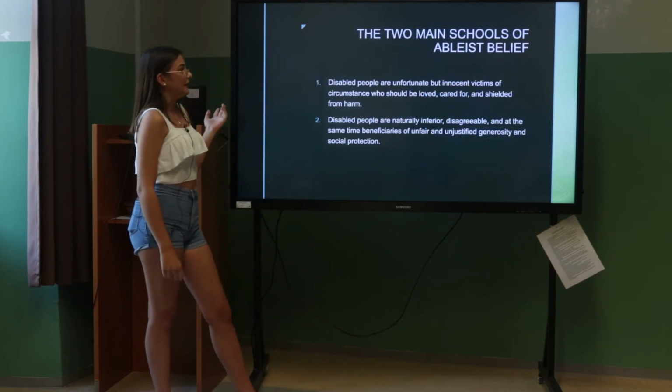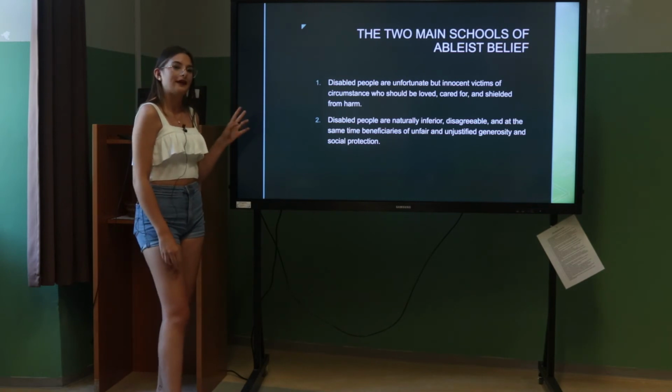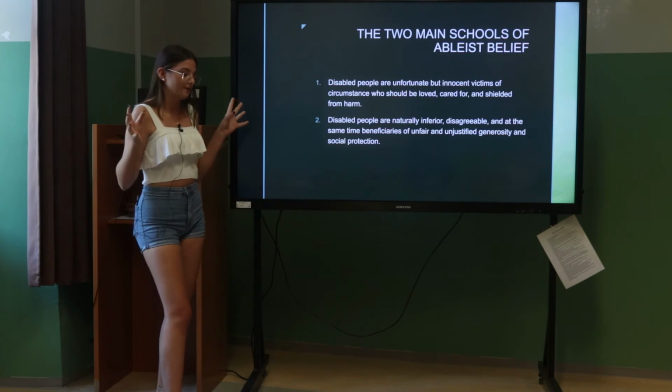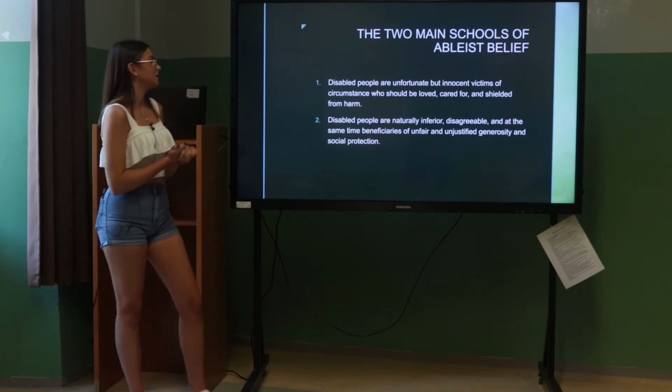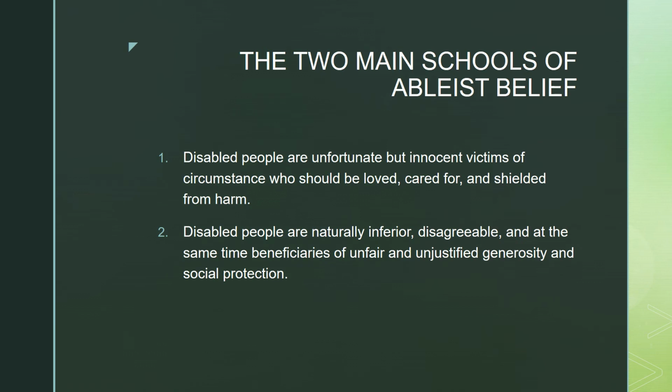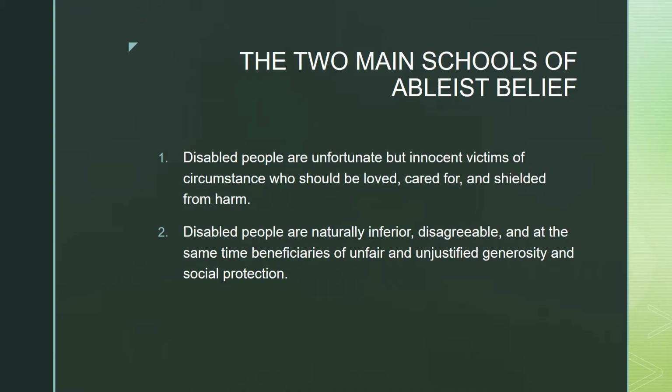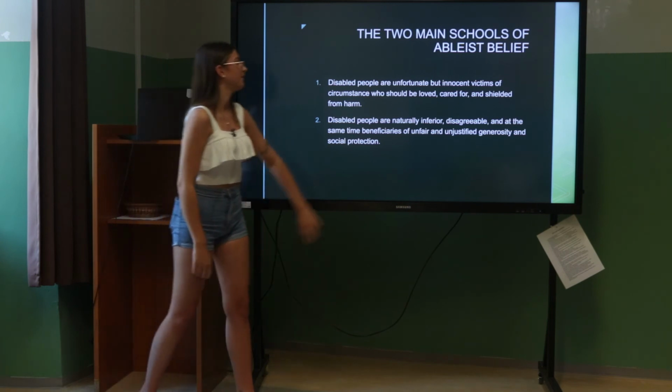There are two main schools of ableist belief, and they are actually on a completely different part of the scale. The first one is that disabled people are unfortunate, yes, but innocent victims of circumstance who should be loved, cared for, and shielded from harm. And the second one is the opposite, that disabled people are naturally inferior, disagreeable, and at the same time beneficiaries of unfair and unjustified generosity and social protection.